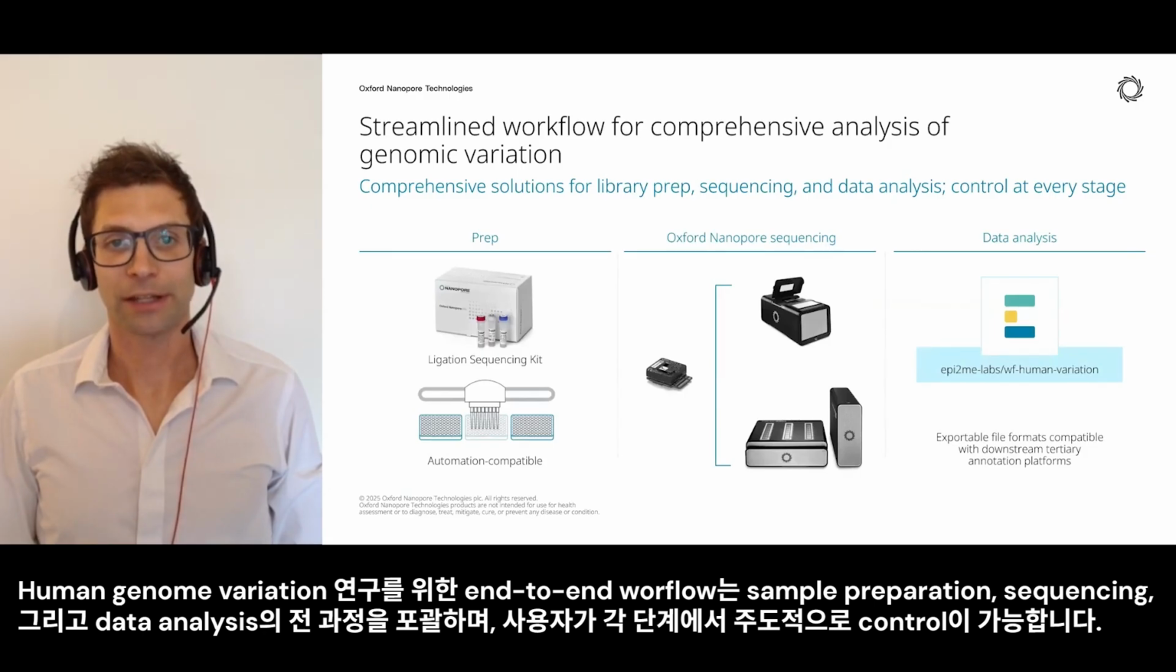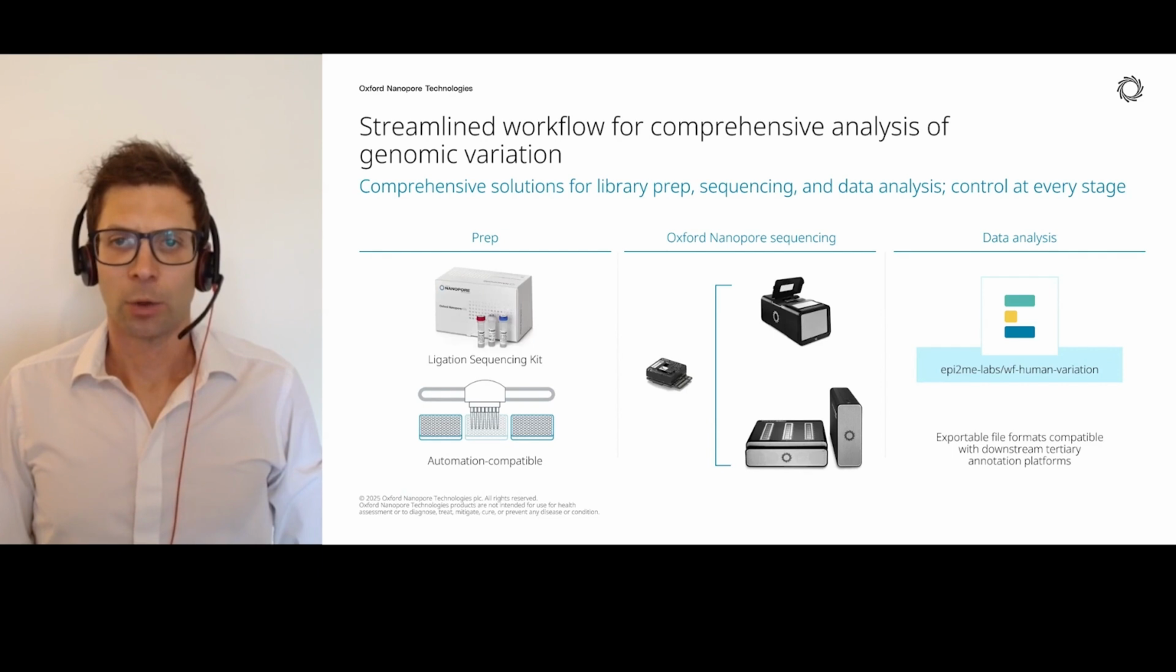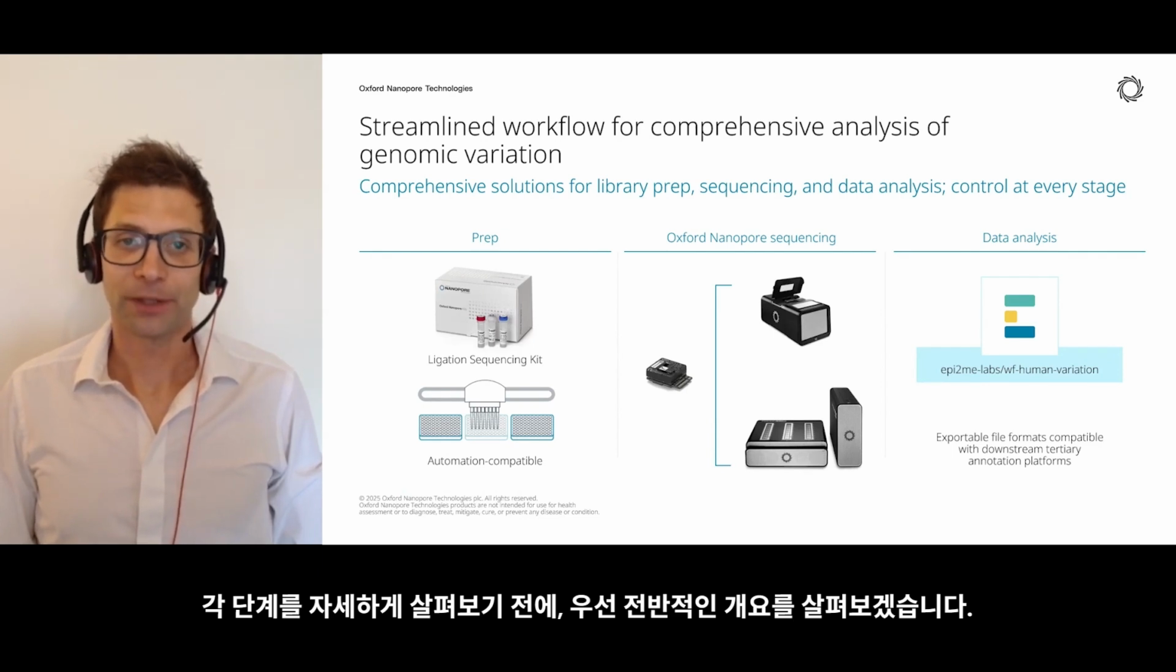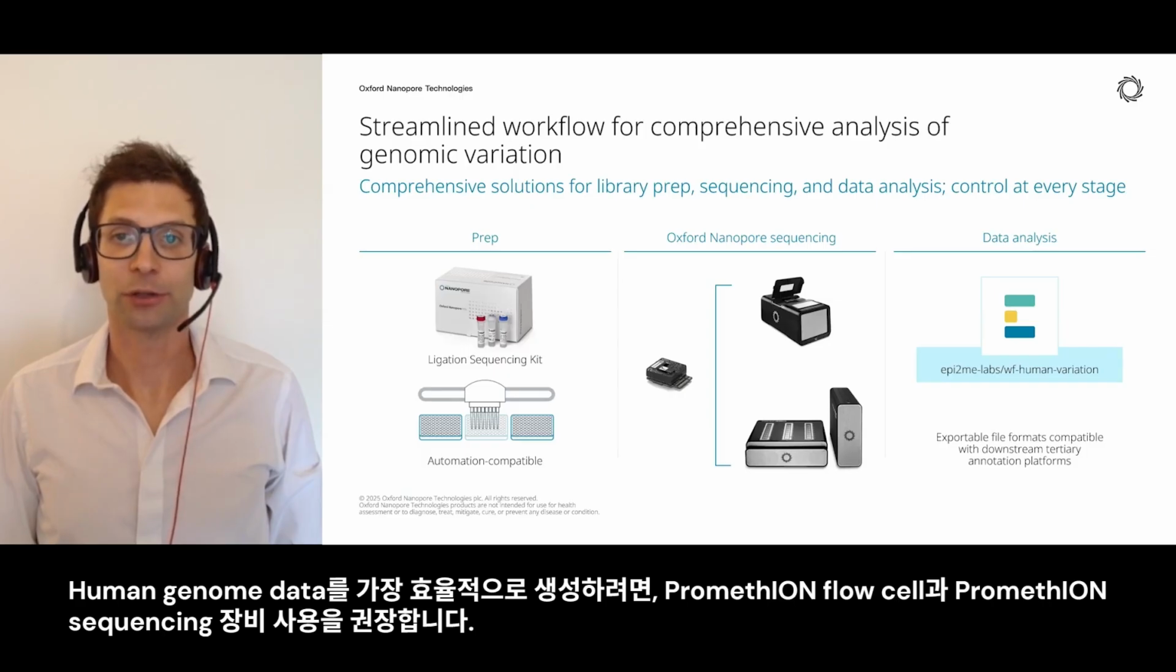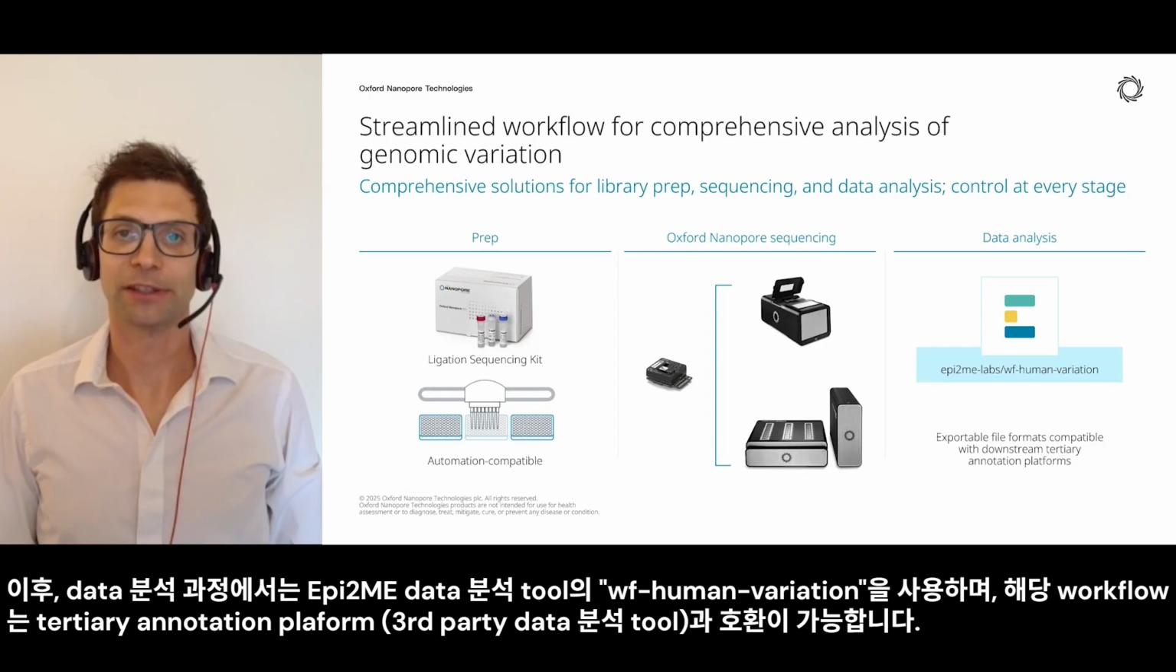Our end-to-end workflow for studying human genomic variants covers preparation, sequencing, and data analysis, giving our users control at every stage. We'll look at each of these steps in a moment, but for now, here's an overview. For library prep, we recommend the ligation sequencing kit, which is also available in an XL version and is compatible with automated solutions. For most efficient generation of human genomic data, we recommend using our PromethION flow cells and sequencing devices. Finally, for downstream analysis of the data, we provide our Epitome human variation workflow, which is also compatible with further tertiary annotation platforms.